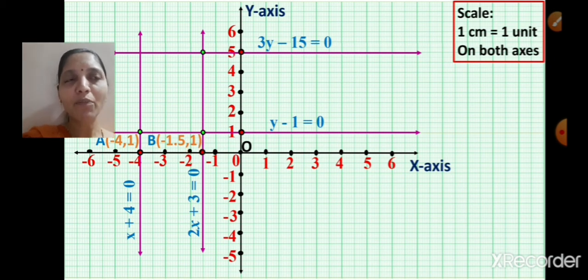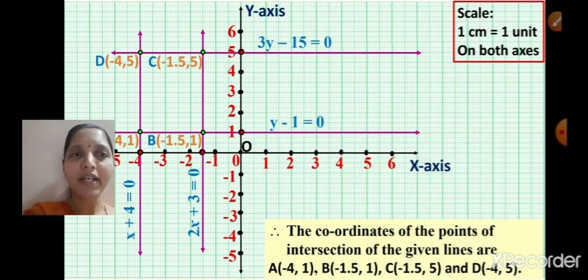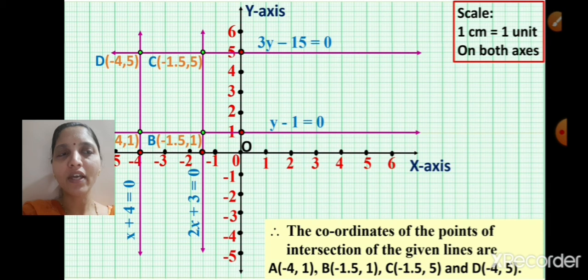Then the next point of intersection is point C with the coordinates minus 1.5 comma 5. And the fourth point of intersection is point D with the coordinates minus 4 comma 5. So these are the 4 points of intersection we got here. Therefore, these are the coordinates of the points of intersection of the given lines.